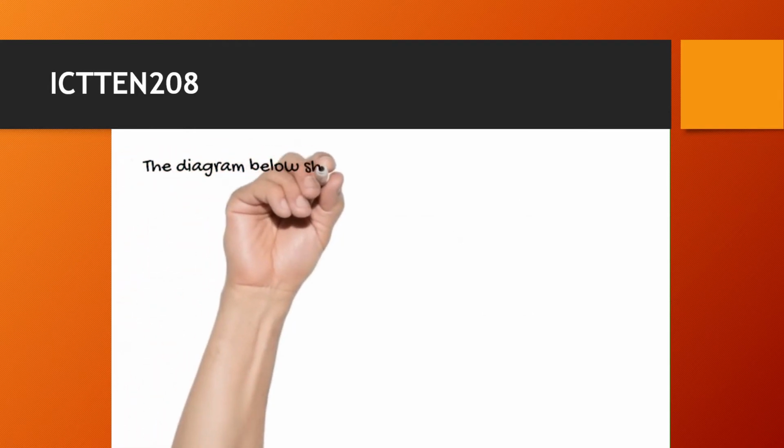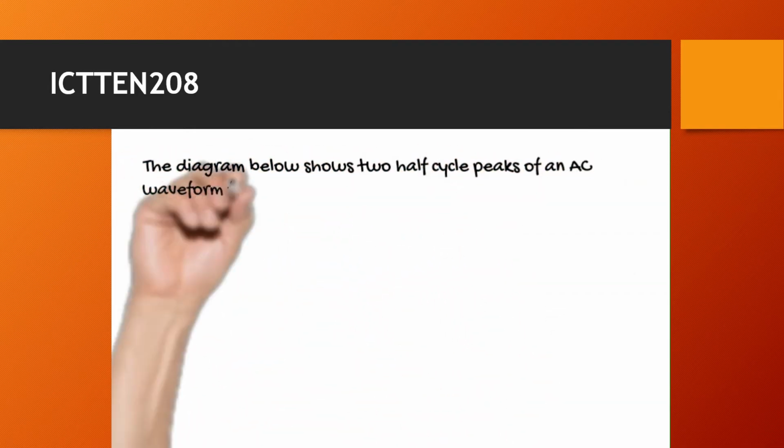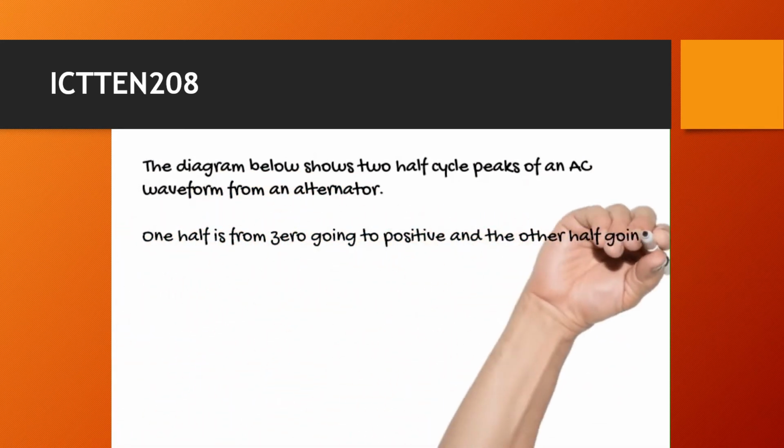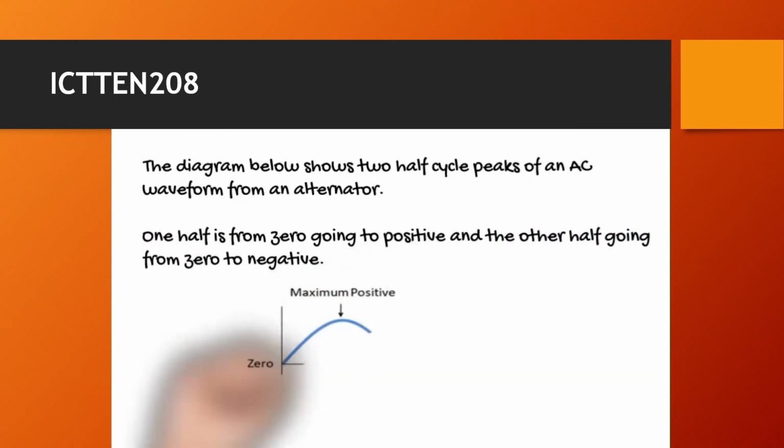The diagram below shows two half-cycle peaks of an AC waveform from an alternator. One half is from 0 going to positive, and the other half going from 0 to negative.